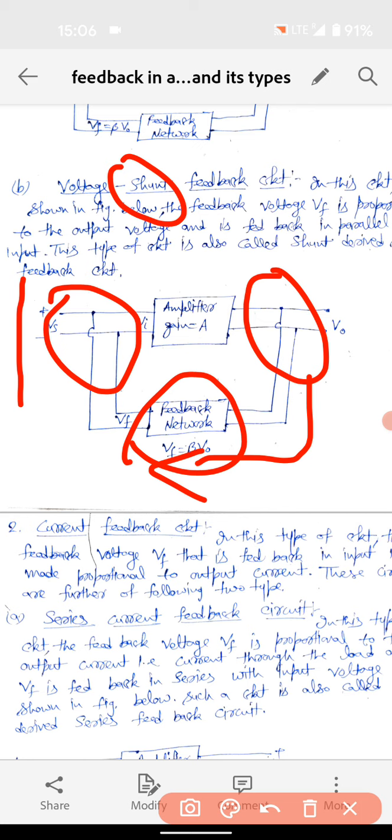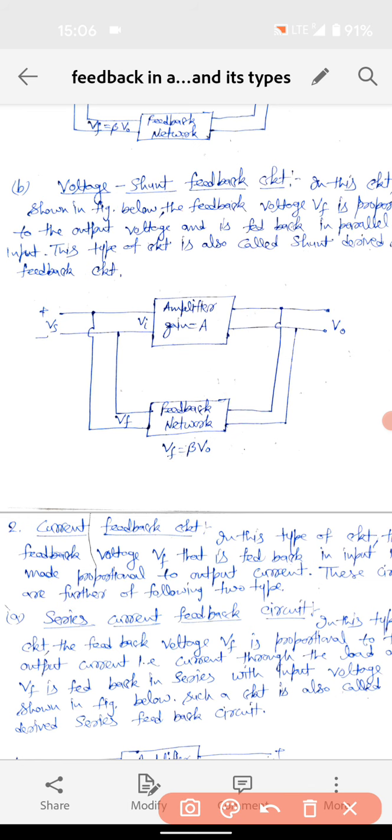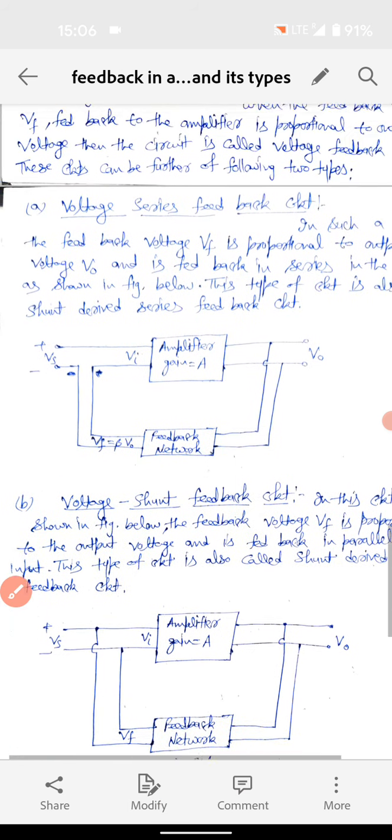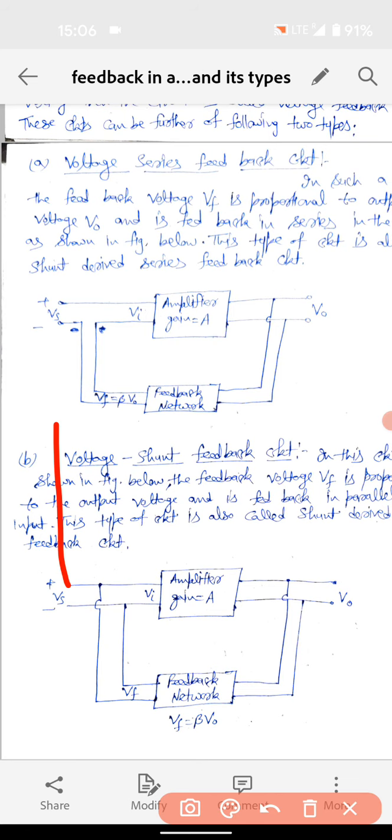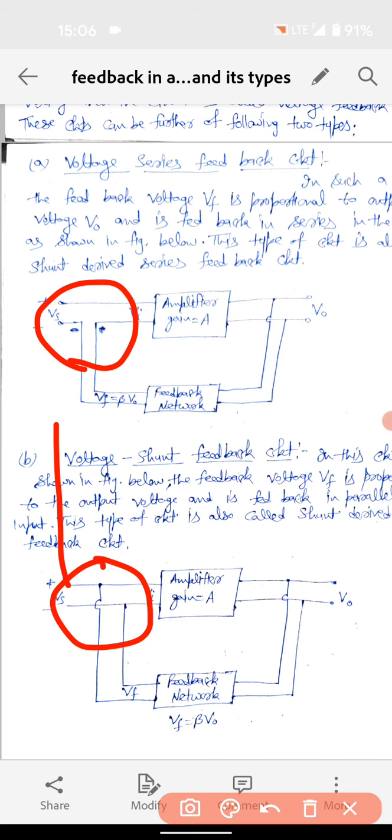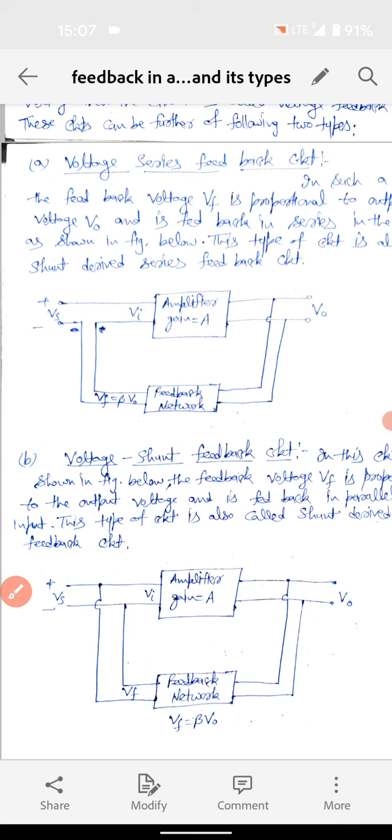So this circuit will change if you compare it with the upper diagram. There we have used voltage series, and this combination is voltage shunt. This is how the diagram gets changed. I hope you do understand this diagram. So these are the two types in the voltage feedback circuit.